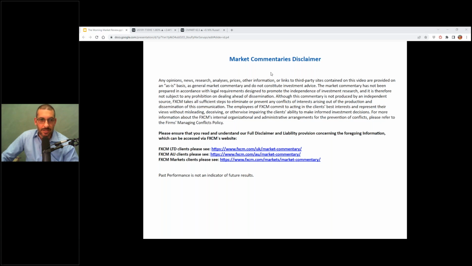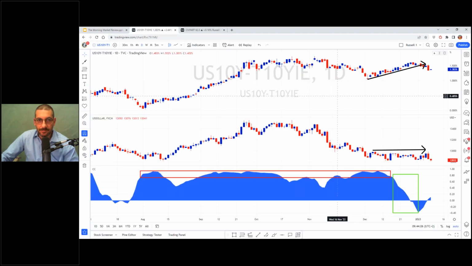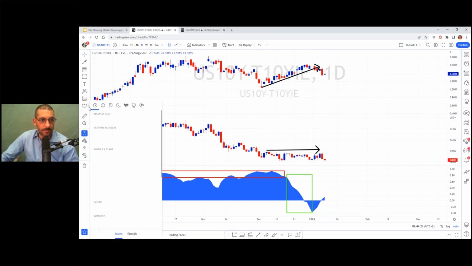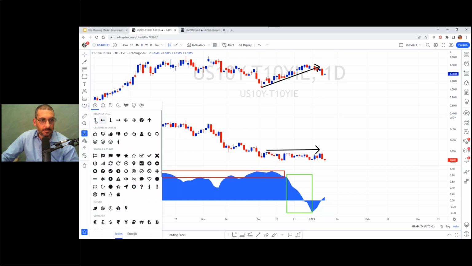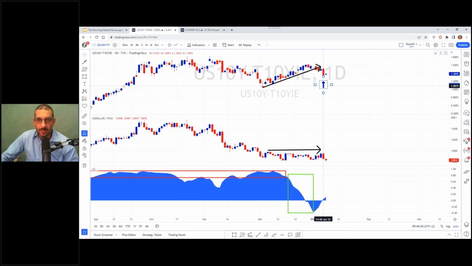What we'll do is we'll just look at market scope and trading view. We're going to start off with trading view. I'm going to bring up this chart over here. This is the real rate, and you can see it's come down heavily on Friday. This was after the jobs report. And then you can see that this is the US dollar. The US dollar's come down heavily as well.